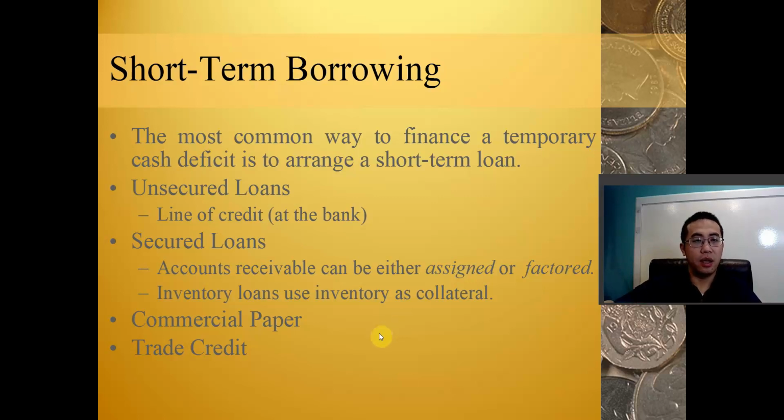And you can also issue commercial paper. The company can issue commercial paper to finance the short-term cash shortfall, and the company can also trade credit with another company, just like different banks trade with each other for their cash to meet the minimum Federal Reserve requirement.